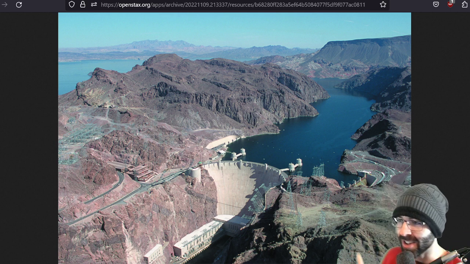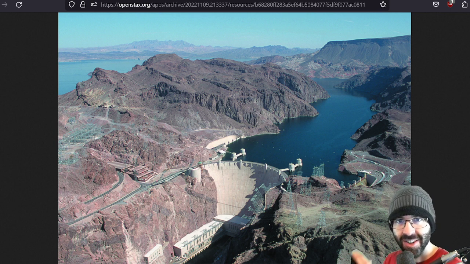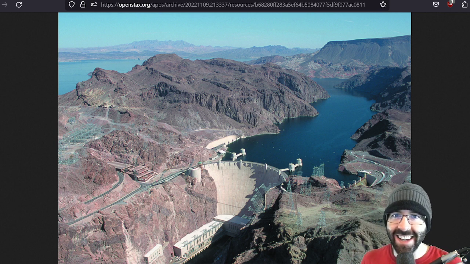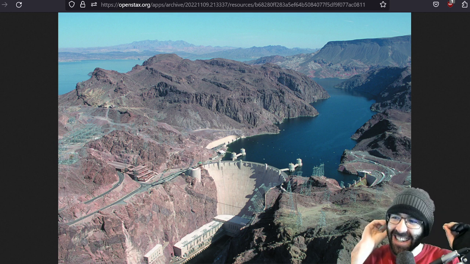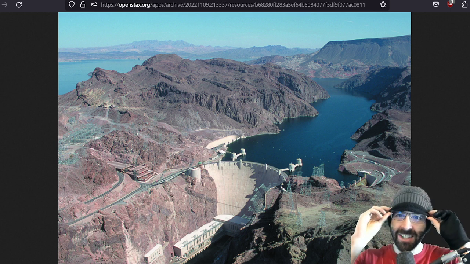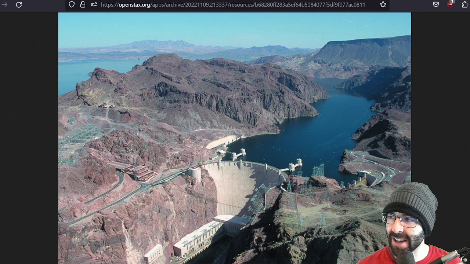So we have here a picture of Hoover Dam. Extra credit points, but not really. Appreciation points if you knew that this was Hoover Dam.